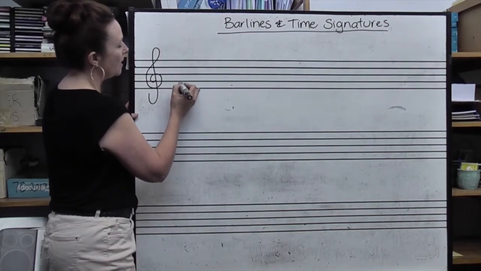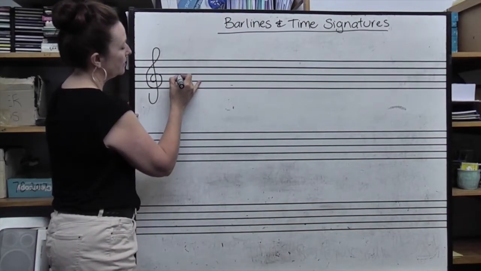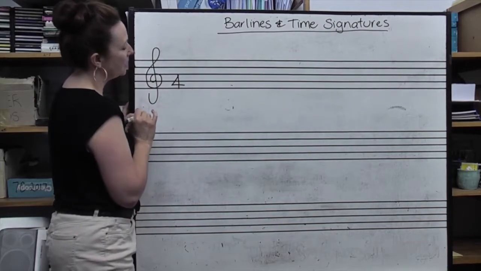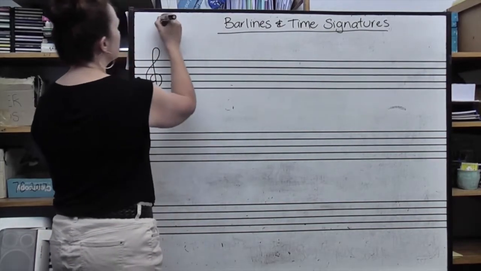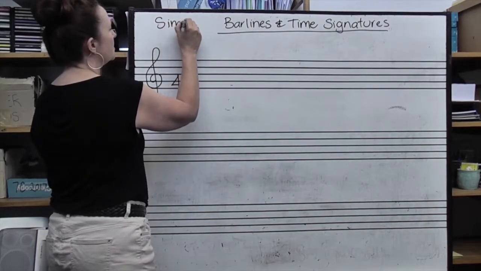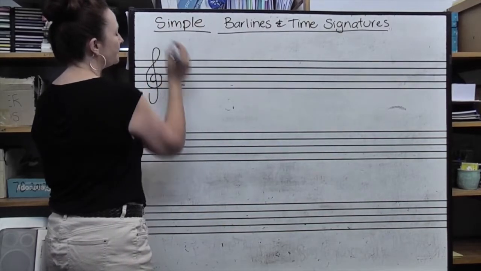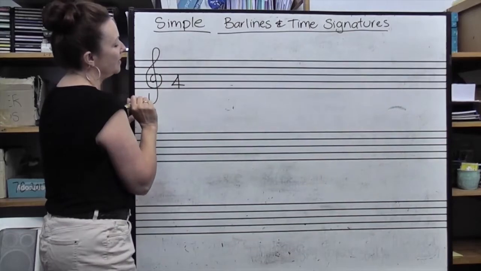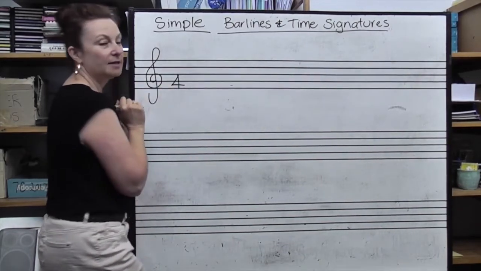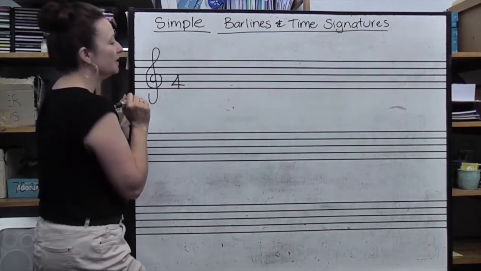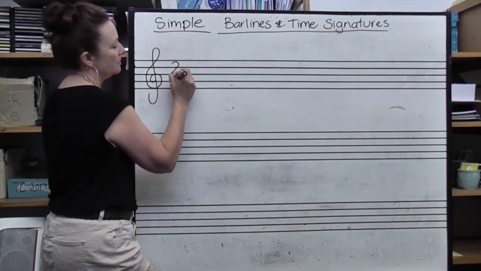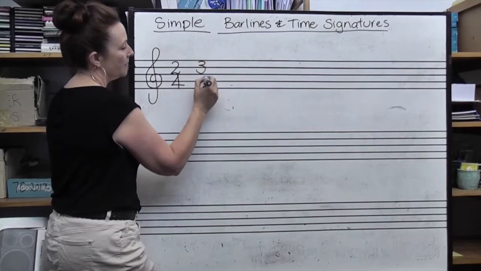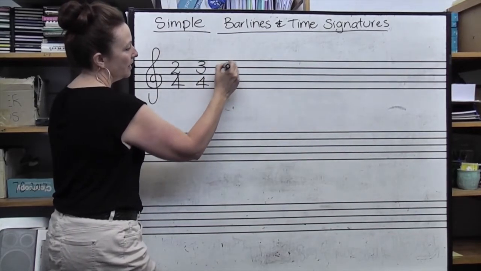So for now we're only going to be talking about simple time, and in simple time there's going to be a 4 at the bottom in this case. So simple time signatures is what we call them. And you can have any number on top of this 4. You can have a 1, a 2, a 3, a 4, a 5, 6, 7, 8, 9. Today we're only going to be talking about 2, 4, 3, 4 and 4, 4.